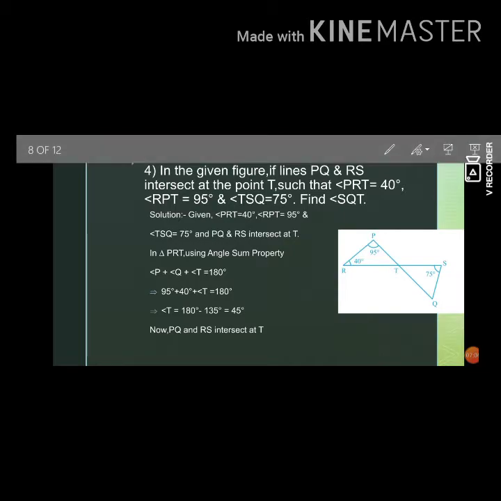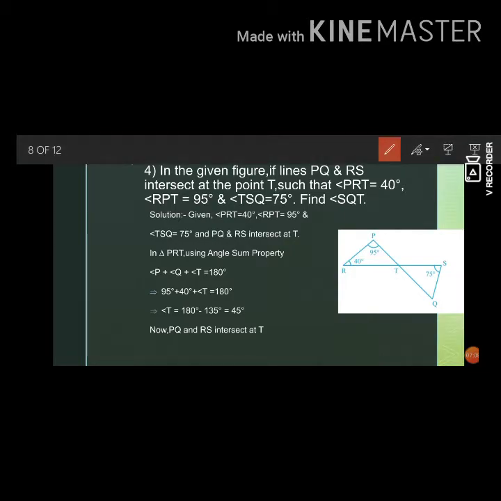Now our fourth question. In the fourth question you can see the given lines PQ and RS intersect at the point T such that angle PRT is 40, so our angle at R is 40. RPT is 95, so angle at P is 95, and angle SQT is 75, so angle at S is 75. We need to find SQT, that means this marked angle.